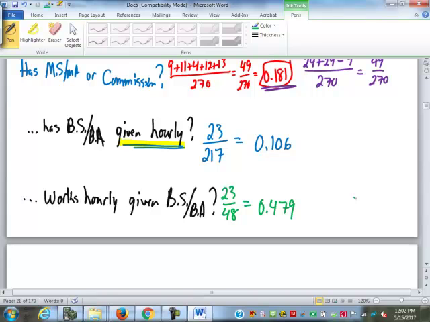So very, very different. Here, we were narrowing our scope. So rather than looking at all 270, we were only looking at the 217 that worked hourly. Here, we were narrowing our scope, so we're only looking at the 48 that have bachelor's degrees.